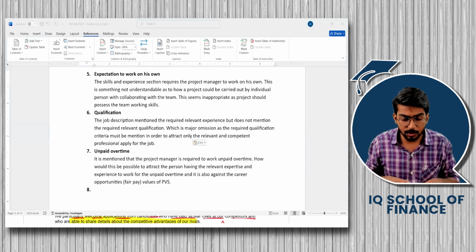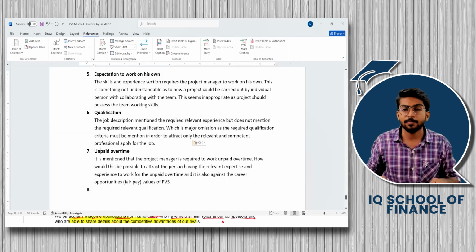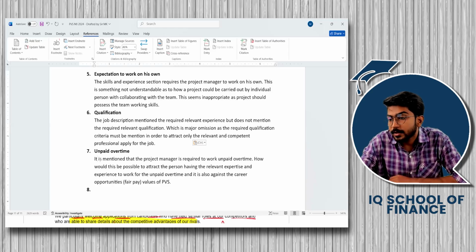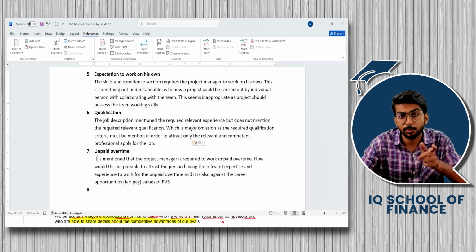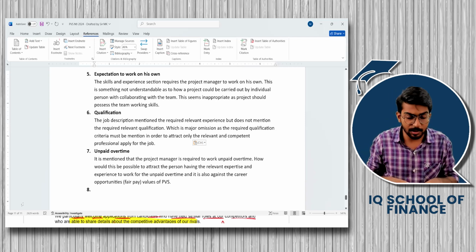Okay. So point number 8, the unpaid overtime point. Let's see. Sneha has drafted it. The JD mentioned that there won't be any payment for overtime. This is one of the major drawbacks that is against the PVS policy. It highly demotivates employees to even apply for the job. Good. Even highly skilled employees would reject the job proposal. Thus, it is required to change the JD. Good point, Sneha.